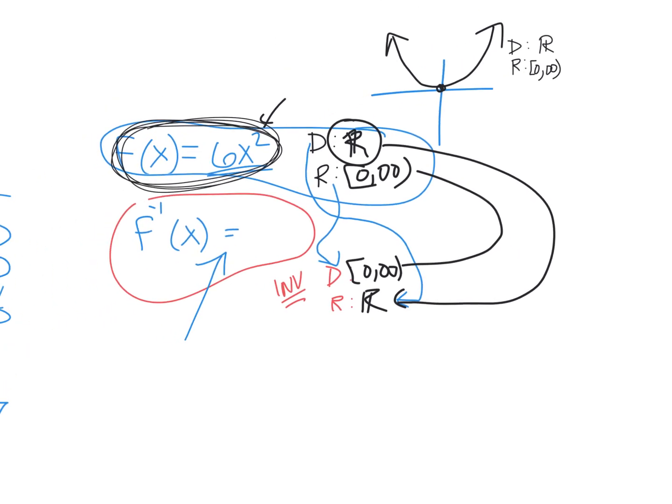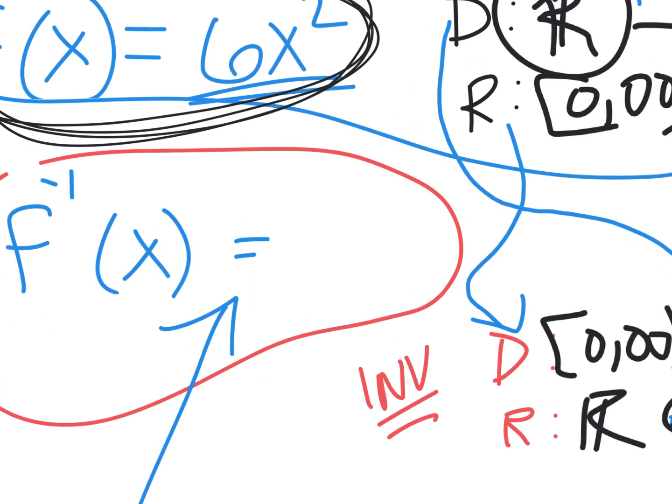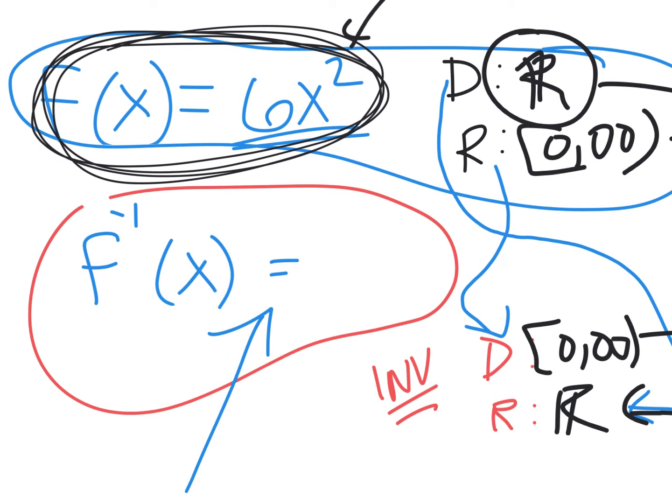Okay, so what was this actual function? Well, I'm going to swap x and y. So this was y to start with. So now it's x equals 6y squared. Divide both sides by 6. And then square root.